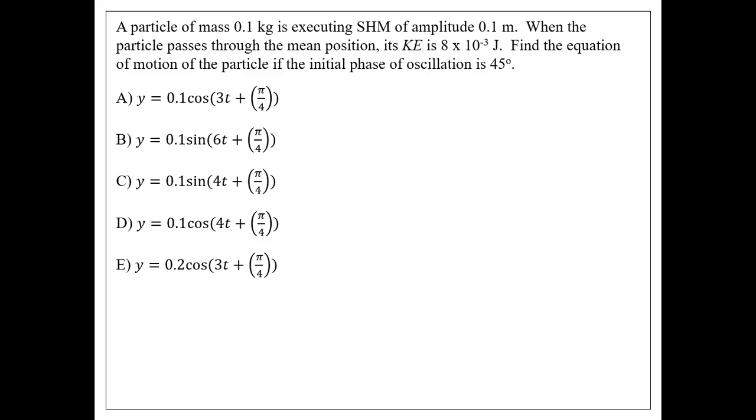So for this one, it says a particle of mass 0.1 kilogram is oscillating and has an amplitude of 0.1 meters. And it says that when it passes the mean position, its kinetic energy is 8 times 10 to the negative 3 joules. What that means is essentially when it passes the equilibrium position, it has a KE. So this KE is KE max because it's at the mean position. And it wants us to find the equation for the motion, given that the initial phase of oscillation is 45 degrees. So this is just fancy for saying it doesn't have to start at 0 all the time.